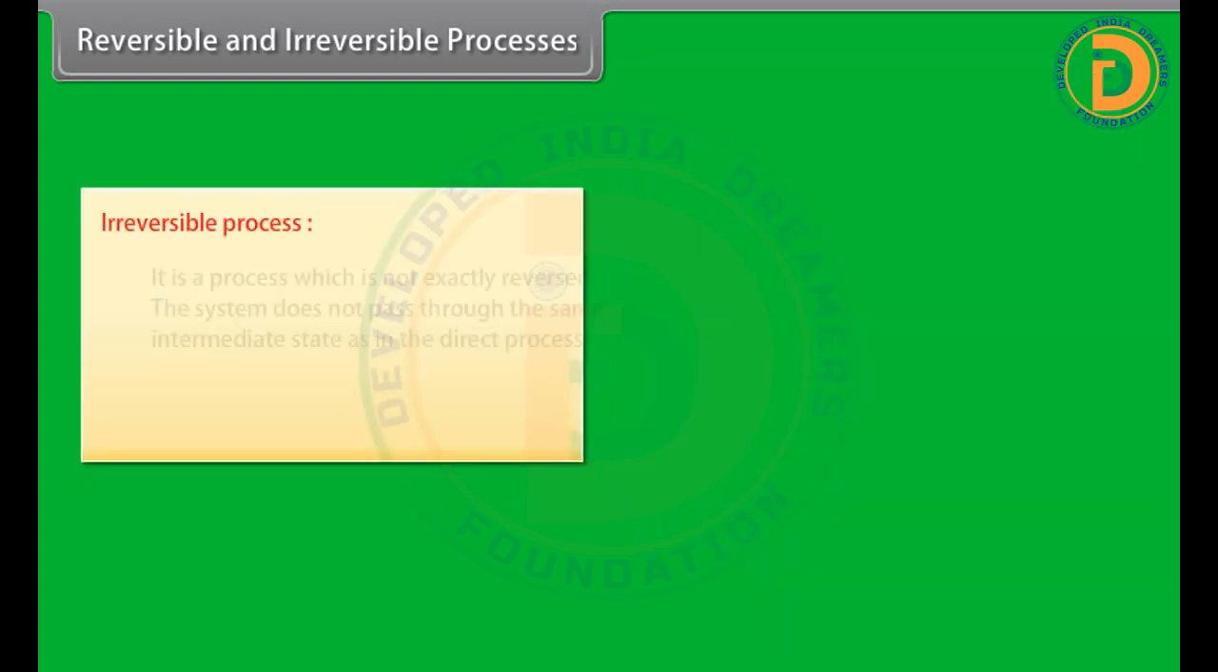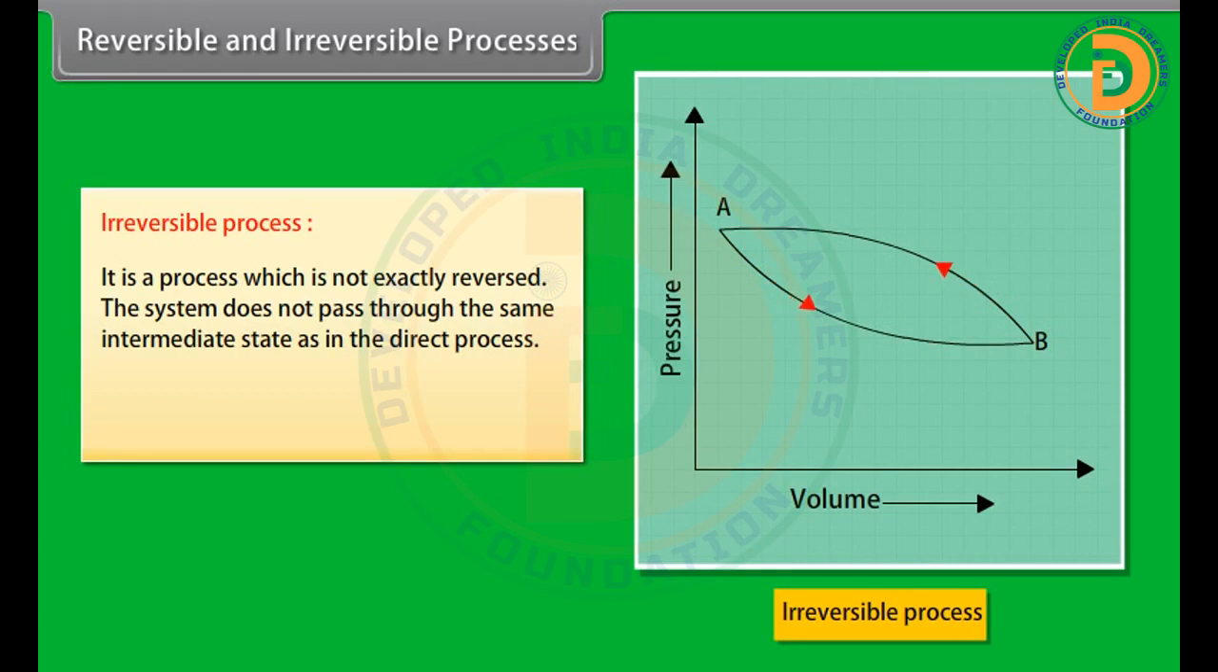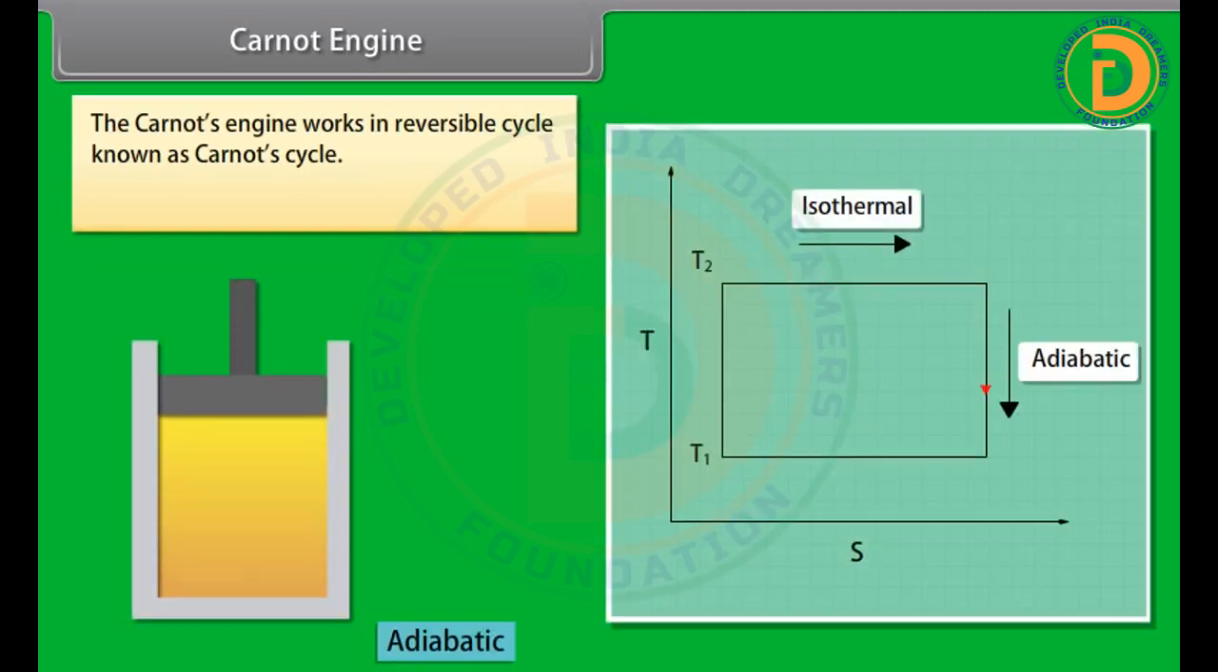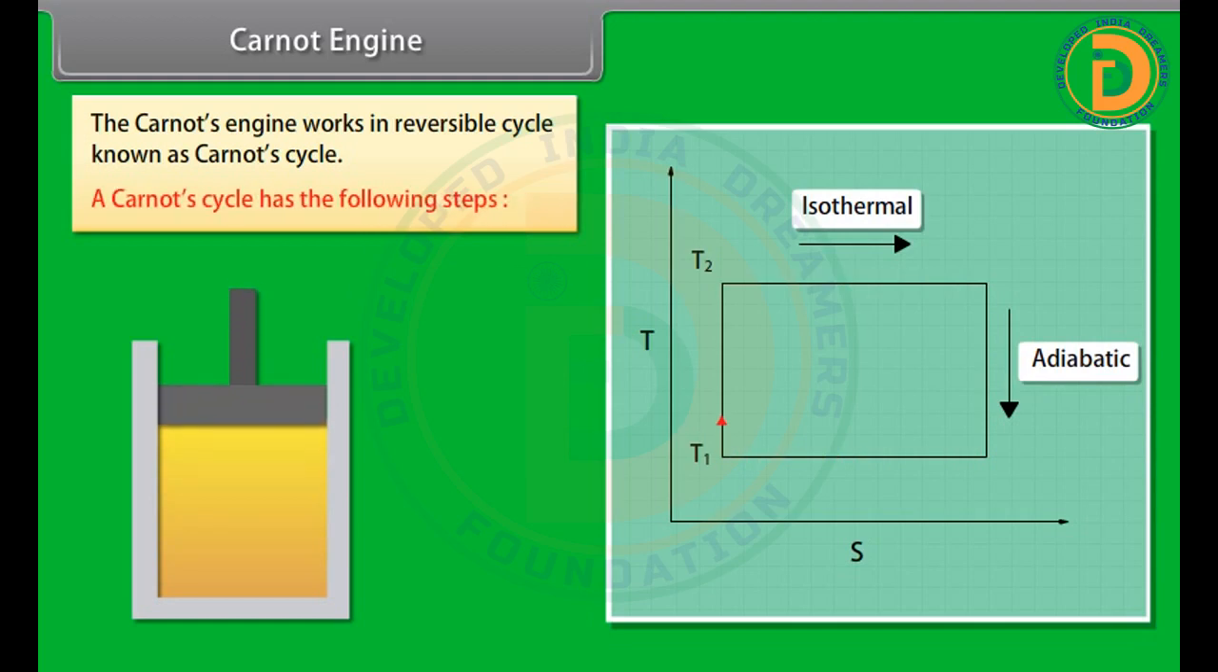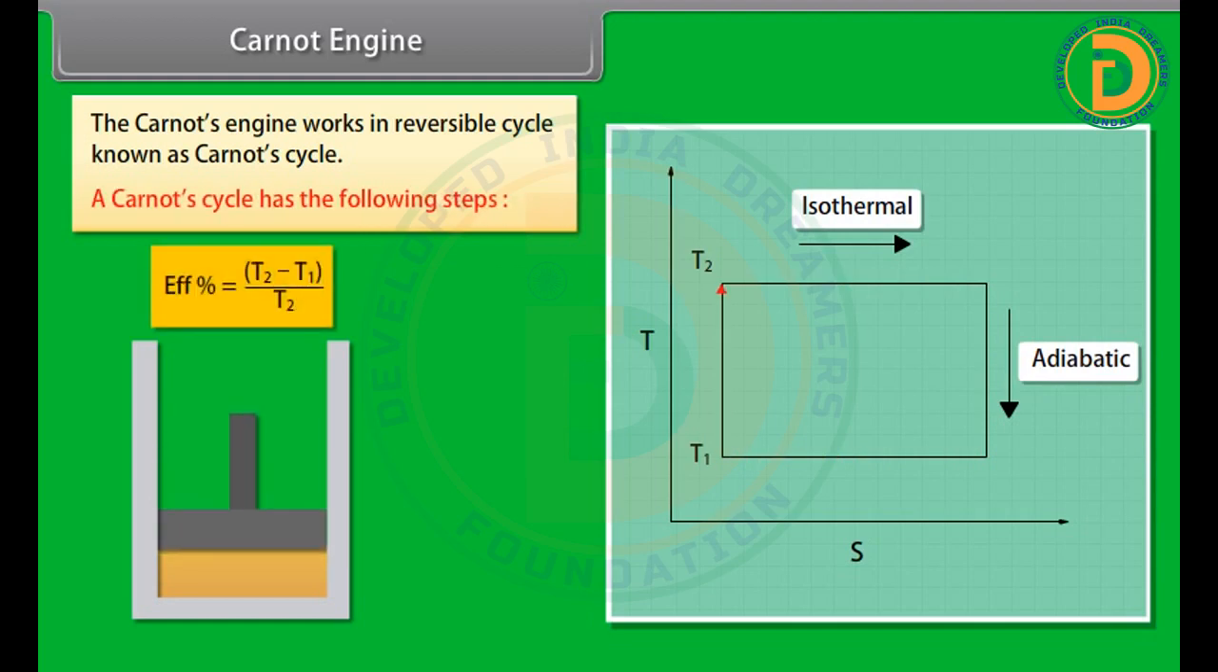Irreversible process. It is a process which is not exactly reversed. The system does not pass through the same intermediate state as in the direct process. All chemical reactions and natural processes are examples of irreversible processes. Carnot engine. The Carnot engine works in a reversible cycle known as Carnot's cycle. A Carnot cycle has the following steps.